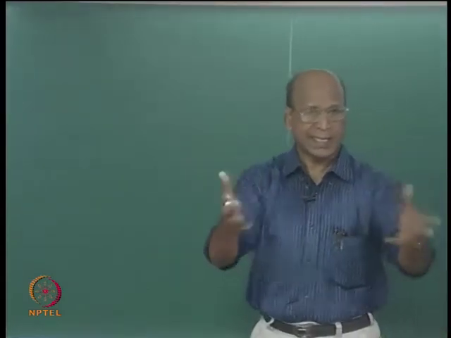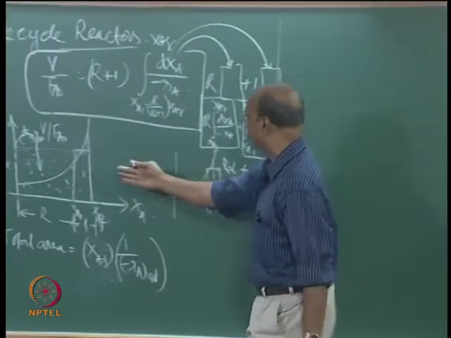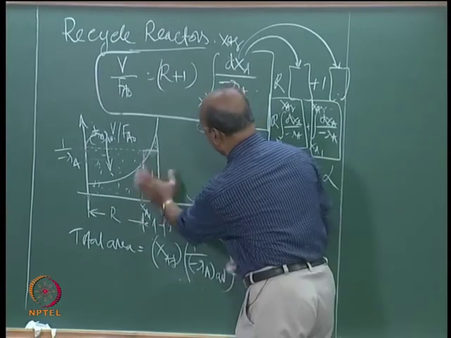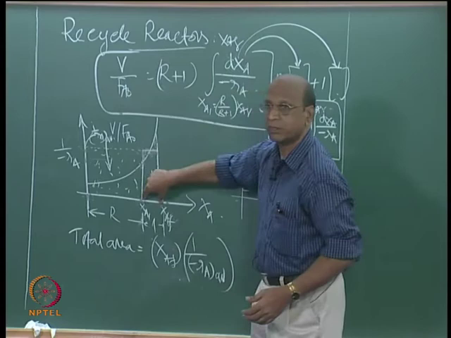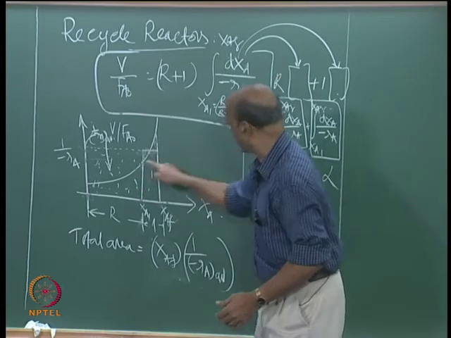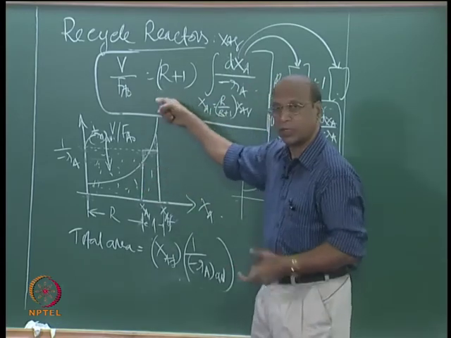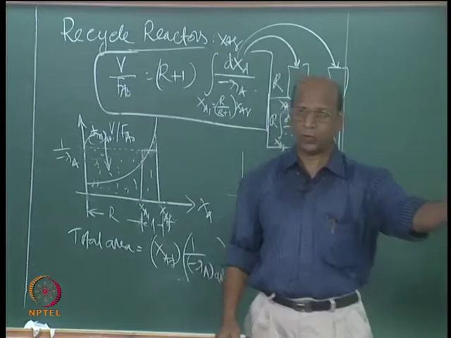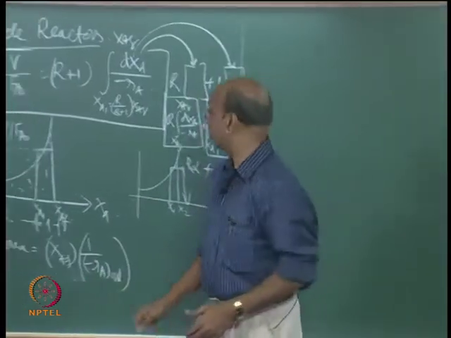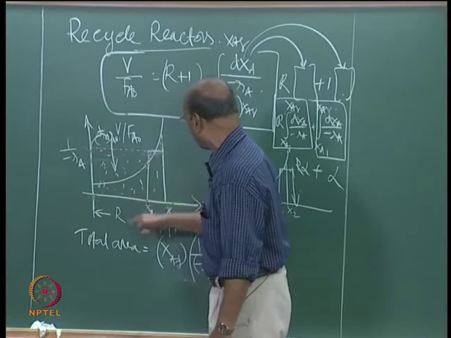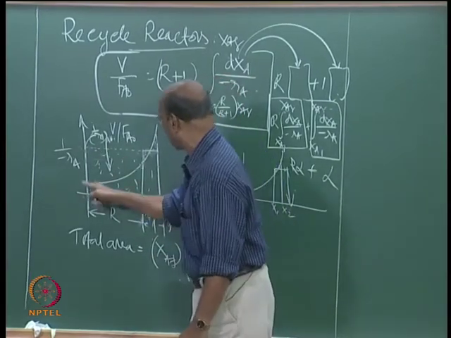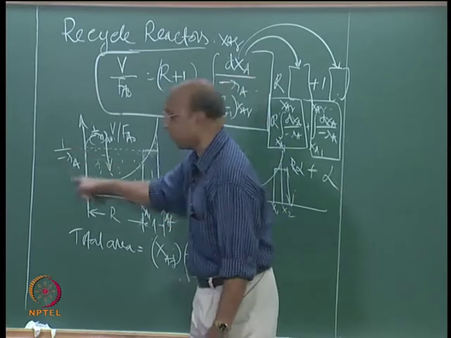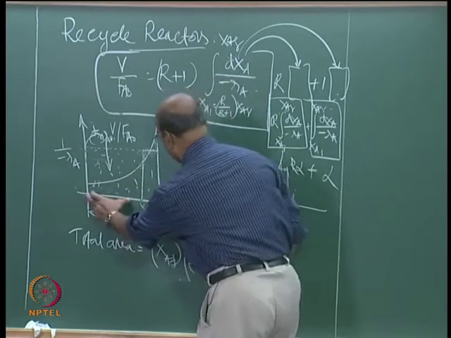And I am not teaching anything extra except simple calculus, where this area under the curve I have simplified as a rectangle instead of this shape. Now, if you believe this equation is correct, that is correct only for what we have written, the material balance and all that. Then this total area must be r times of this, so X_Af into 1 by minus r_A must be equal to this area plus this area.